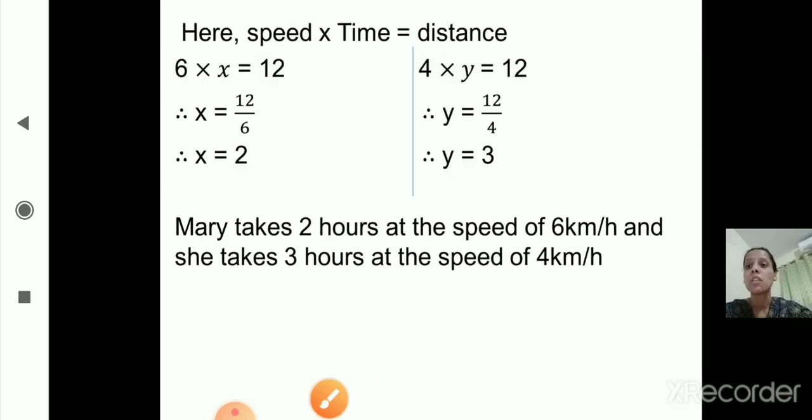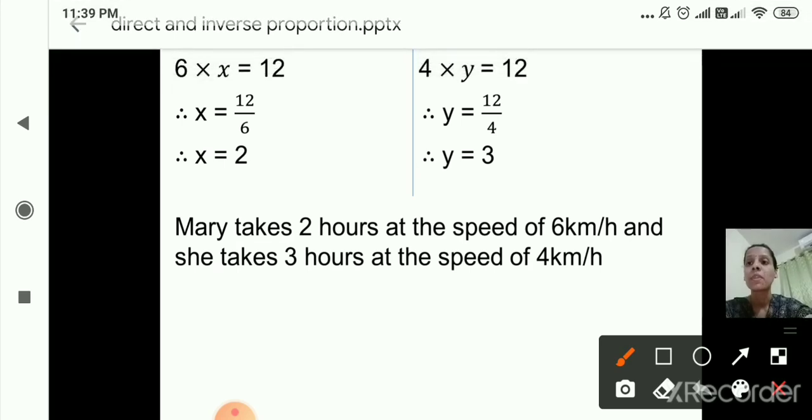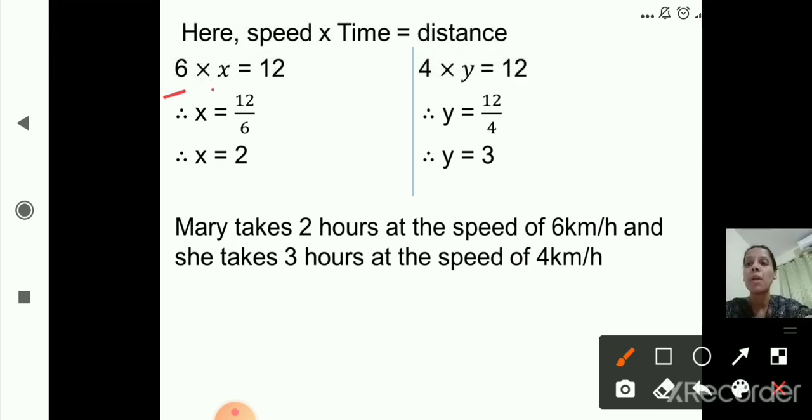So 6 multiplied by X, that is 6 is what? Speed multiplied by time is equal to distance. Now if the speed is 4 km per hour, the timing is Y and the distance is 12 km. Why? Because for 4 km we consider the timing as Y, and for the 6 km per hour we consider the timing as X. So 6 into X is equal to 12. Why did we do 6 multiplied by X? Speed multiplied by time is equal to distance. So 6 into X is equal to 12.